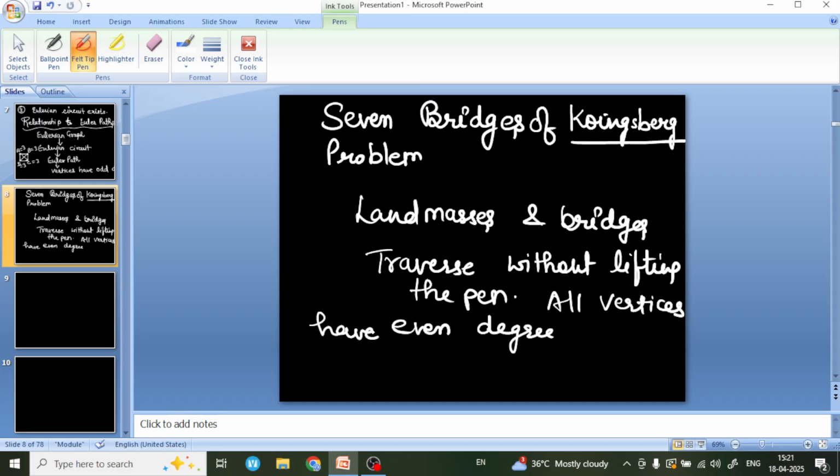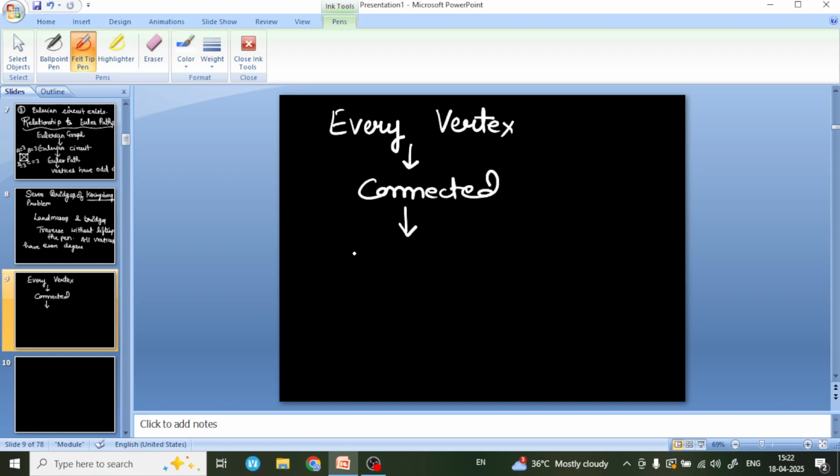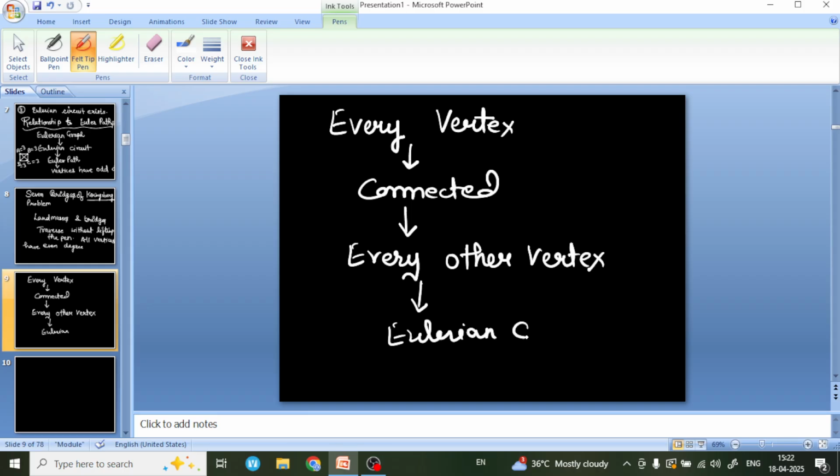A complete graph with an even number of vertices, where every vertex is connected to every other vertex, will always have an Eulerian circuit.